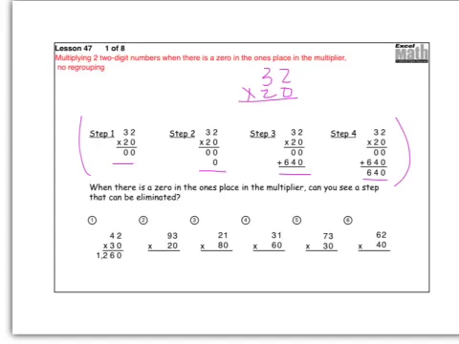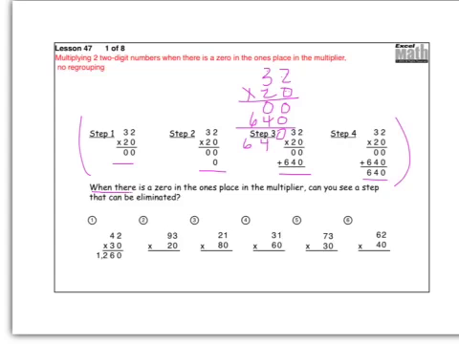32 times 20. I can do 2 times 0 is 0. 3 times 0 is 0. Put down my placeholder. 2 times 2 is 4. 3 times 2 is 6. And then add it up and get 640.